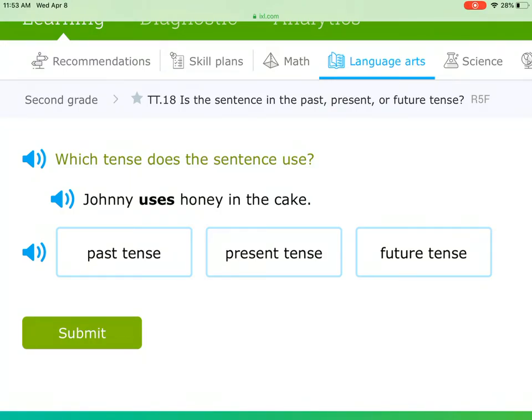So Johnny uses honey in the cake. So for this one, Johnny is using the honey right now. He's using the honey to put in the cake. So that would be present tense. He's using it right now.